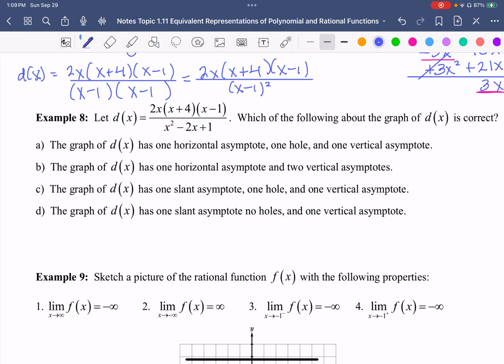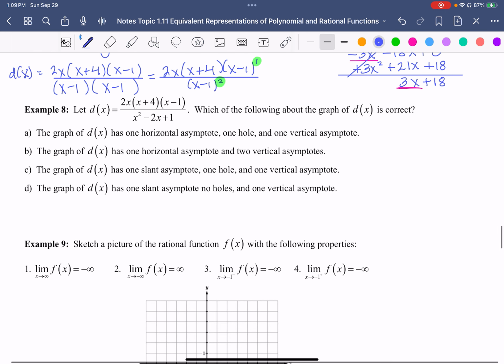Okay, now let's see. I have two x minus 1s. Okay, I have two of them in the bottom, but I only have one of them in the numerator. So remember, when the same factor, the common factor, has a higher degree in the denominator, then you have a vertical asymptote and no hole. Okay, so on this one, I have no hole, and I have one vertical asymptote at x equals positive 1.